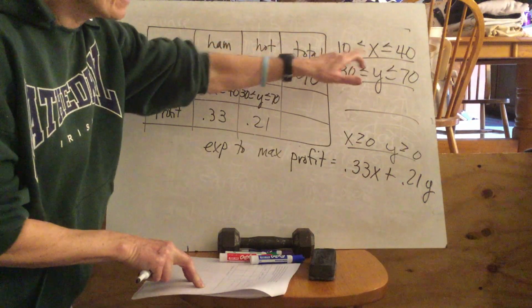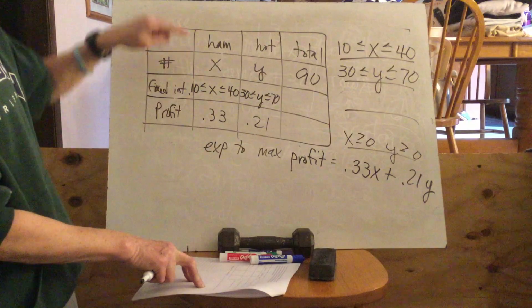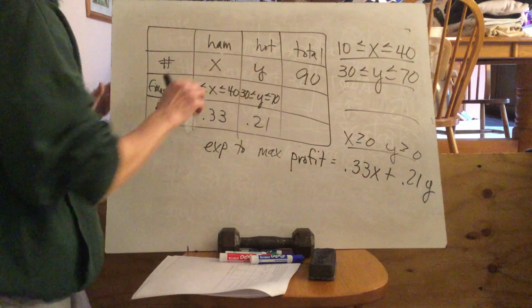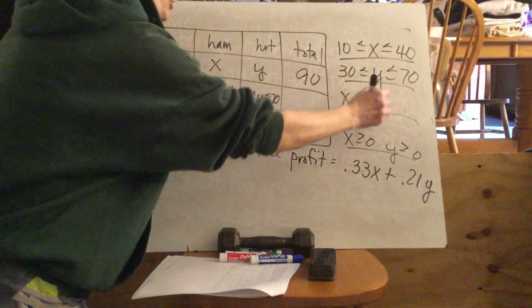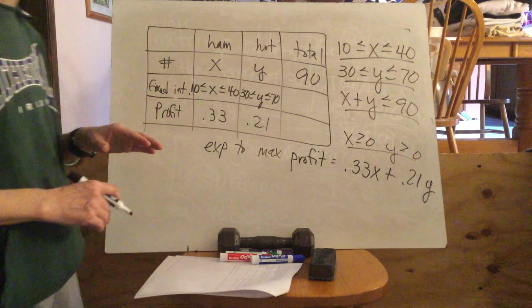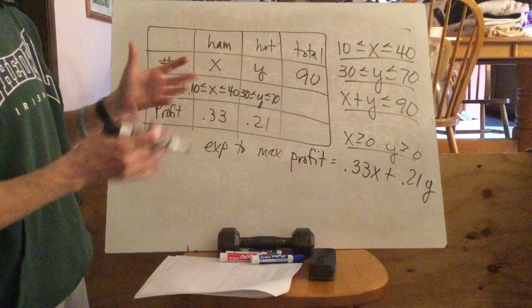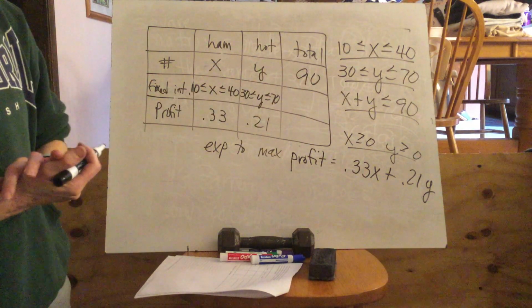Obviously, if X is between 10 and 40, it's bigger than 0. So that's why I don't need them, but I can add them. I do need to write this down, though. What does this say? This says X plus Y has to be less than or equal to 90. Because the problem says that the total number of sandwiches, X and Y together, X plus Y, has to be less than or equal to 90.